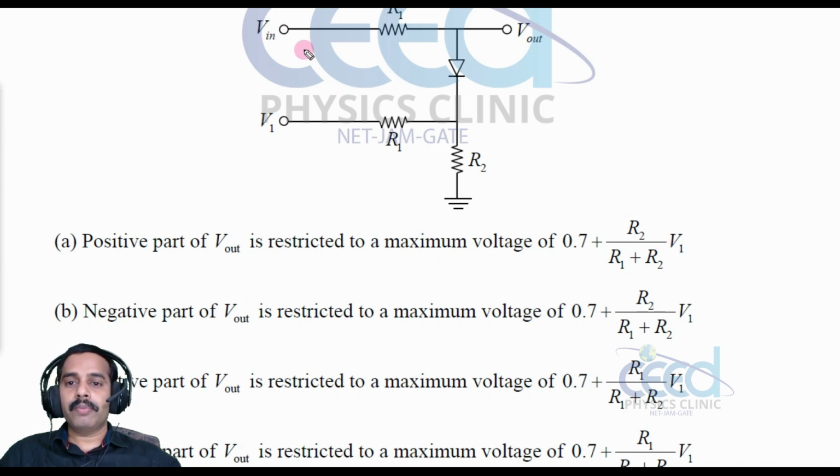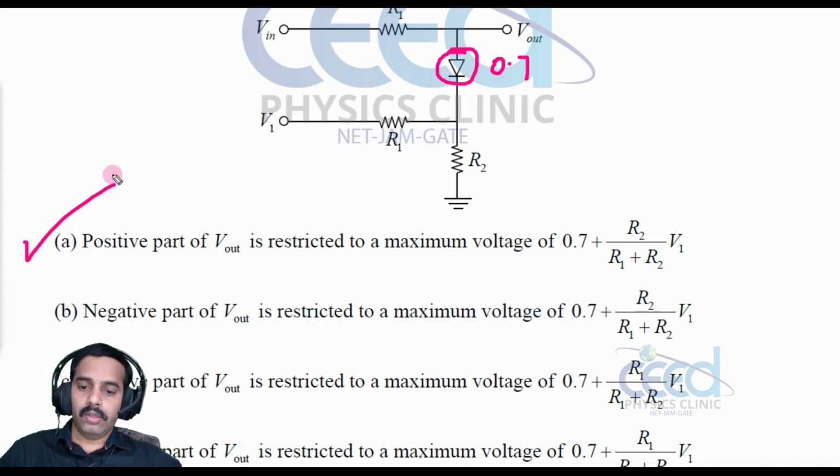So if you apply the negative part, at that time this diode is in reverse biasing, so we don't have this much voltage. In the positive half cycle only, this diode will conduct. At that time we have 0.7 plus V1 R2 divided by R1 plus R2. So option A is correct.